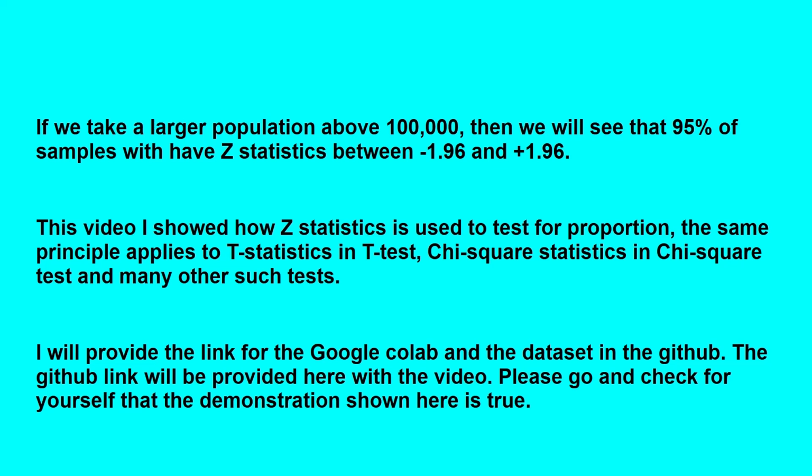If we take a larger population, above 1 lakh, then we will see that 95% of the samples will have G statistics between minus 1.96 and plus 1.96. In this video I showed how the G statistic is used to test for proportions. The same principle applies to T statistics in the t-test, chi-square statistics in the chi-square test, and many other such tests.